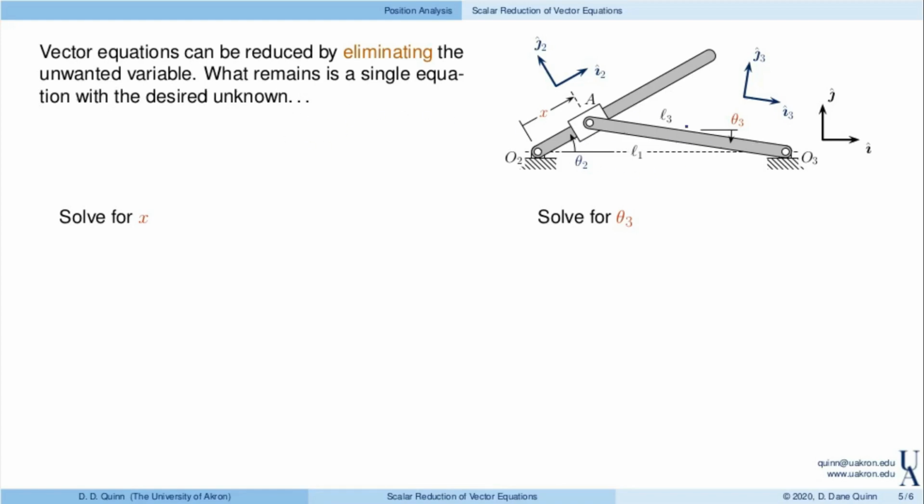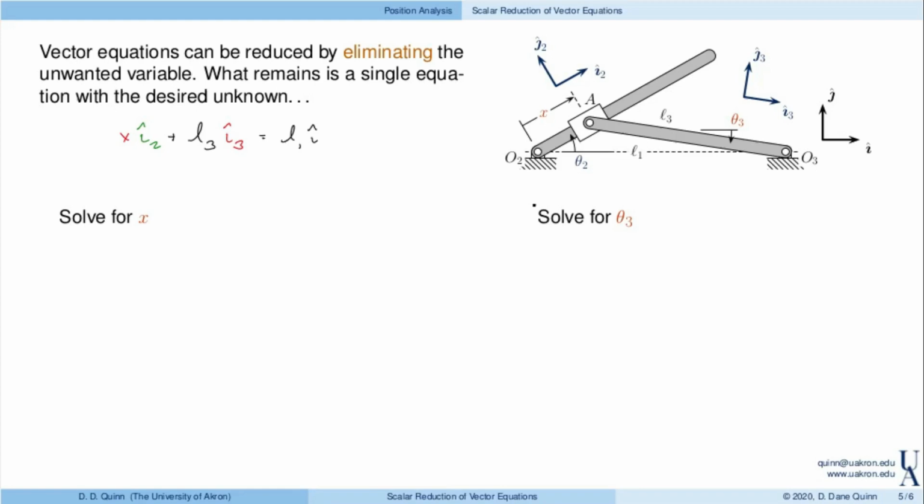So let's do that procedure. Let's go through that on our problem again. I'll remind you of the loop closure equation. It was x in the I2 direction plus L3 in the I3 direction equals L1 in the I direction. So I'm going to do this twice. I'm going to come up with an equation for x directly, and I'll come up with an equation for theta 3 directly.